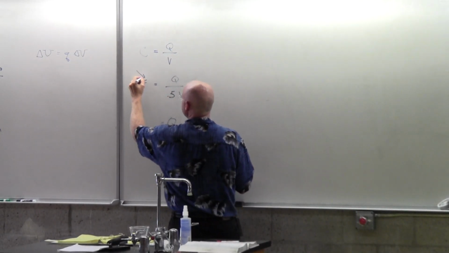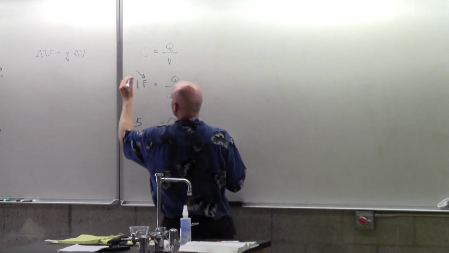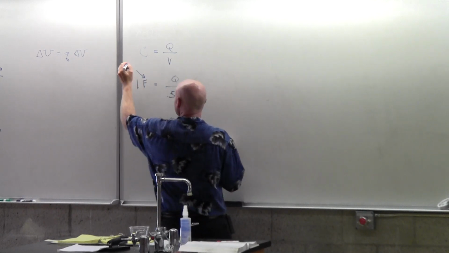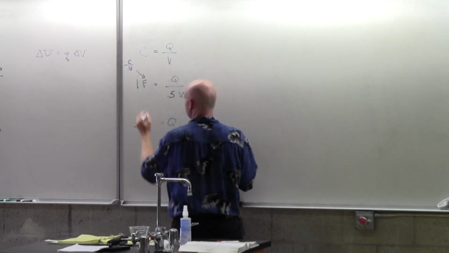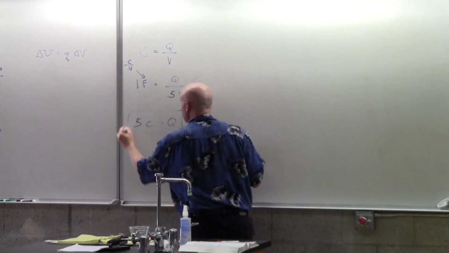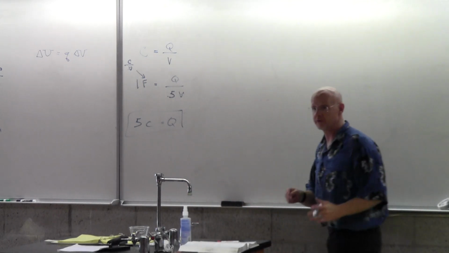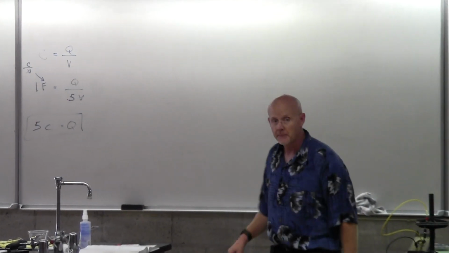Remember, a farad is a coulomb per volt. So volts would cancel, and I'd be left with coulombs. So the charge is 5 coulombs. So I should have 5 coulombs of charge on all those plates that are in there.